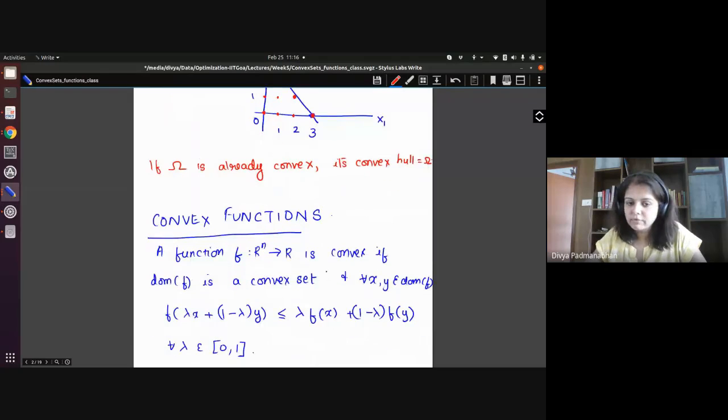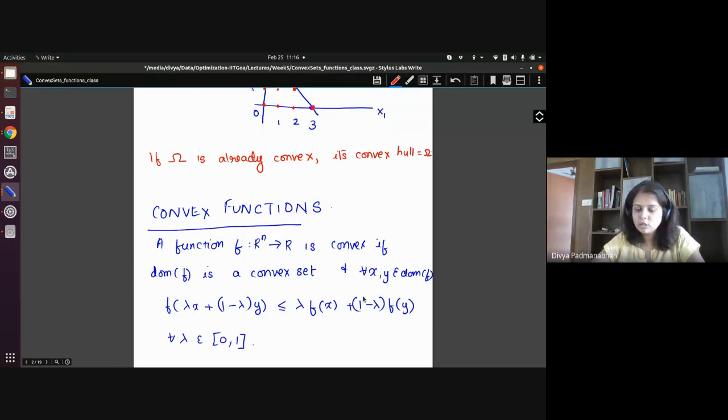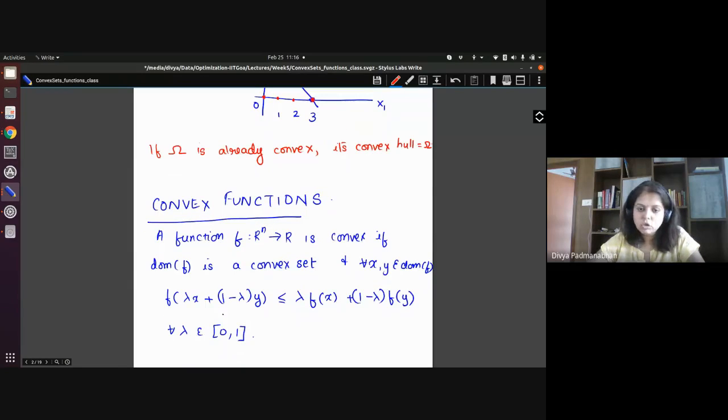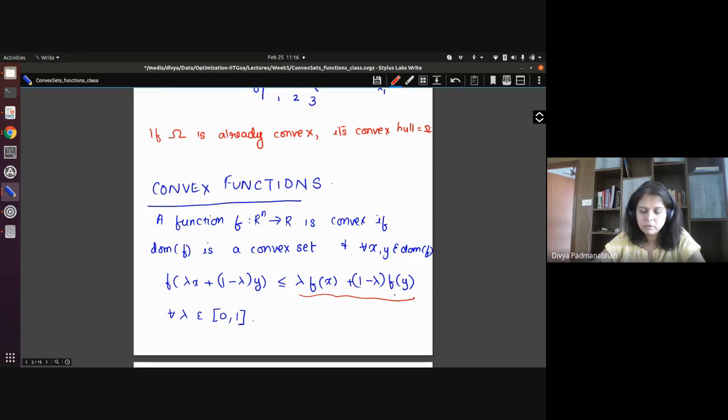A function is convex if, of course, the domain of this function is a convex set. Any 2 points you take here, you evaluate lambda x plus 1 minus lambda y. This belongs to the domain because the domain is a convex set, so that's why you need this. Additionally, when you evaluate the function at some point between the two, it lies below this, which is also a convex combination. So it lies below the right hand side.